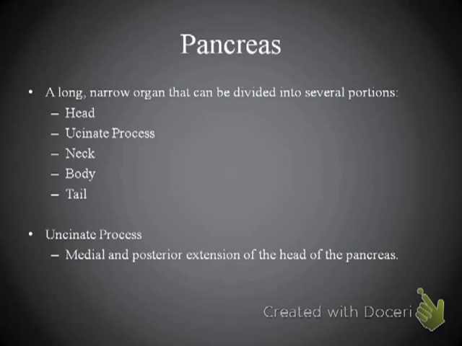So the pancreas. The pancreas is a long, narrow organ that can be divided into several portions, such as the head, the uncinate process, the neck, body, and the tail. The uncinate process is the medial and posterior extension of the head of the pancreas.